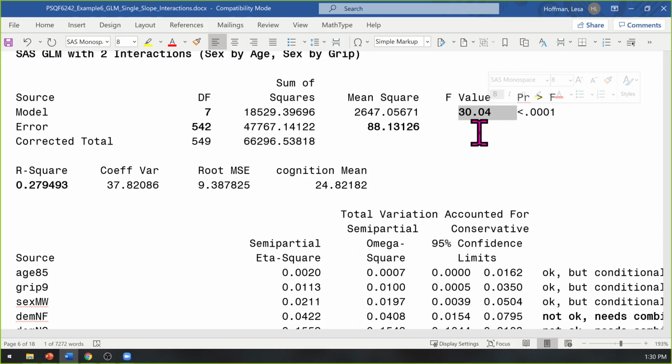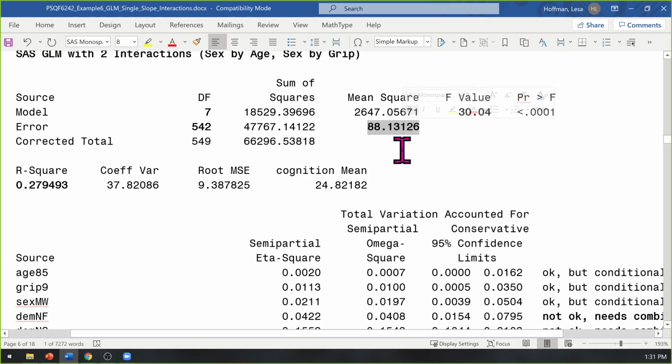Any guesses as to why that might be? Why would our F for the model that used to be 41 go down to 30 after adding our two new interaction terms? Any guesses? Does it have to do with the addition of two additional slopes? It does. And the two slopes didn't change the residual variance much, which means they're probably not very good.